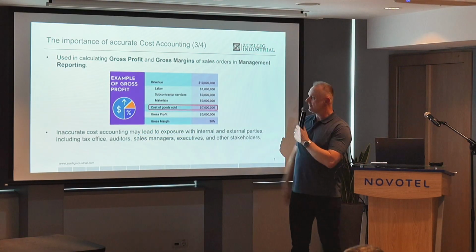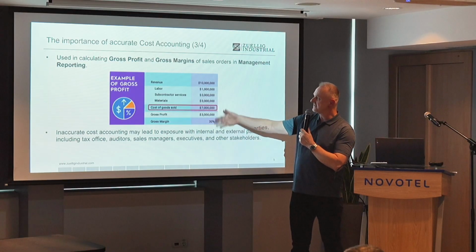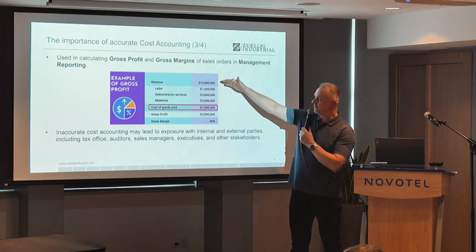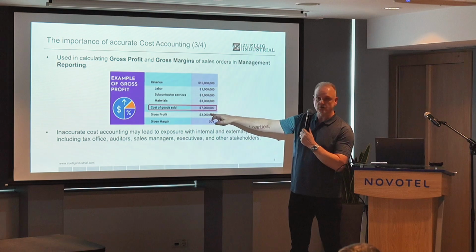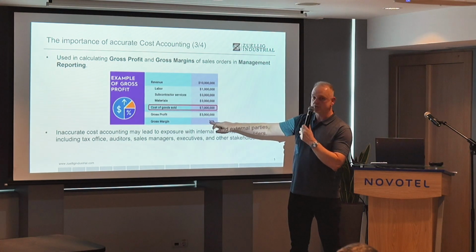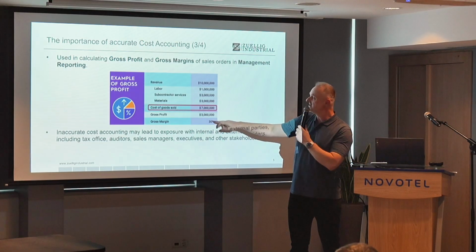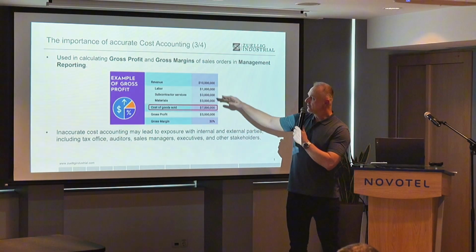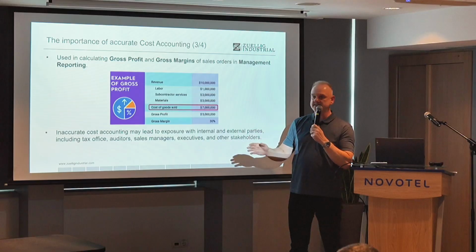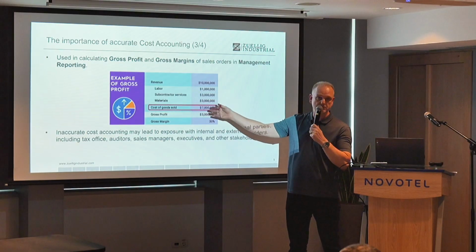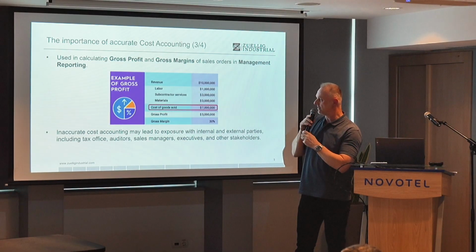This one is about really the margins, right? I mentioned it earlier. Revenue minus your cost of goods sold is the gross profit, and the gross margin is that amount expressed in a percentage. And if your cost of goods sold is misstated, then you also have a problem here, right, with your margins.